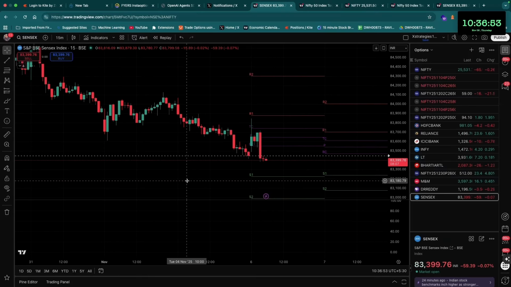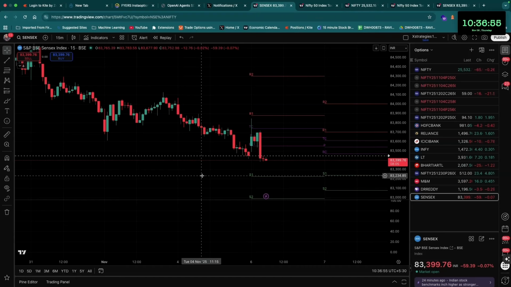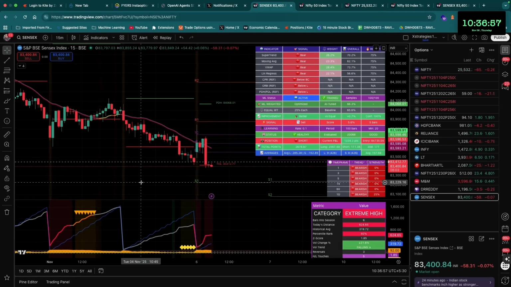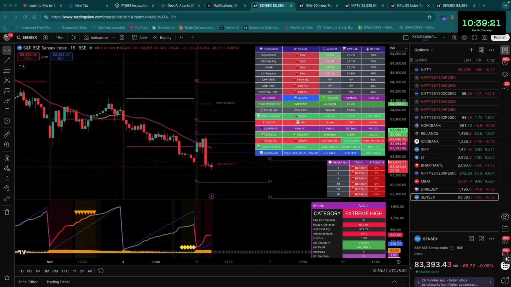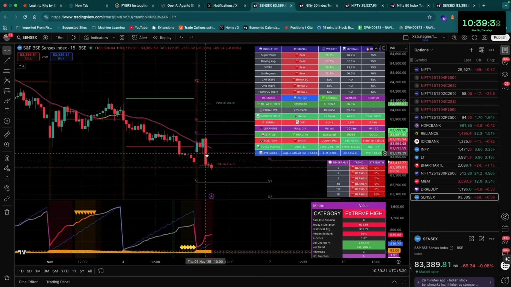I am using only my own indicator. Unfortunately, I couldn't really do much after TradingView blocked this, so I will have to work on this and see how to make it happen. So let's get on to this one. As of now, the market definitely has a fall. I know there are fake moves, and it went here and then fell down.